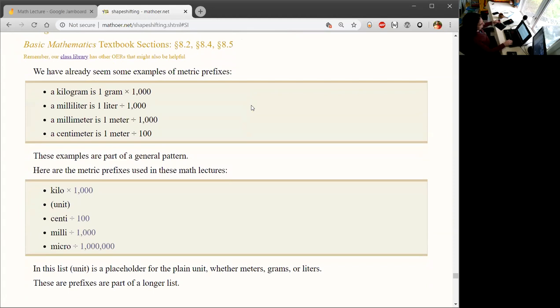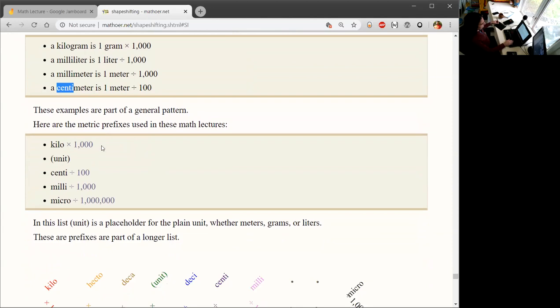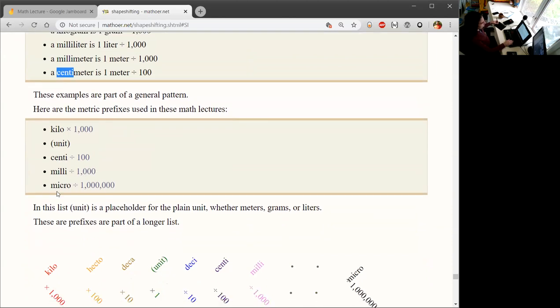When we did our history of the different types of measurement units, we saw a few prefixes. A kilogram was 1,000 grams. A milliliter or a millimeter was 1,000th of those. And a centimeter was 100th of those. And that's part of a general pattern. Kilo always means 1,000. Centi always means 100th. Milli always means 1,000th. And if you've done any medicine, a microgram, a micro means a millionth.